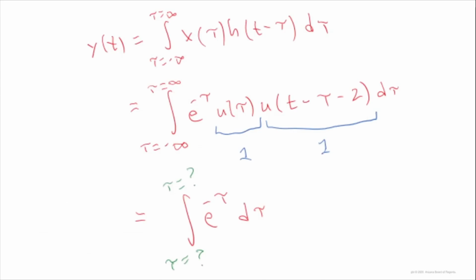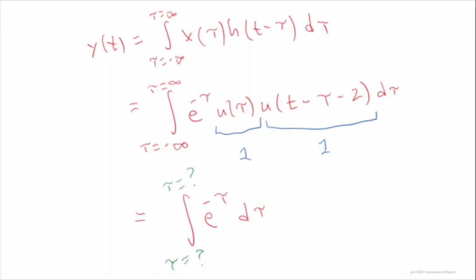Let's now write the equation for convolution. We can simplify this equation by recognizing that step functions are just equal to 1 or 0. So when multiplying by step functions such as u of tau or u of t minus tau minus 2, we are just multiplying by 1, except for when there is no overlap, in which case we are multiplying by 0. So we can remove the step functions from the equation because they are just multiplying by 1. And now we can determine our limits of integration.